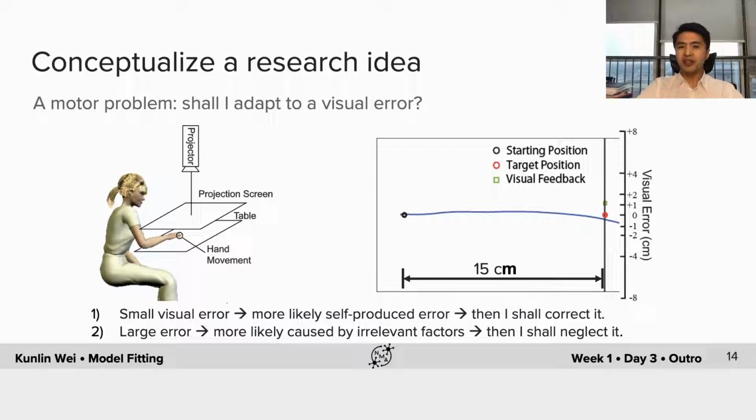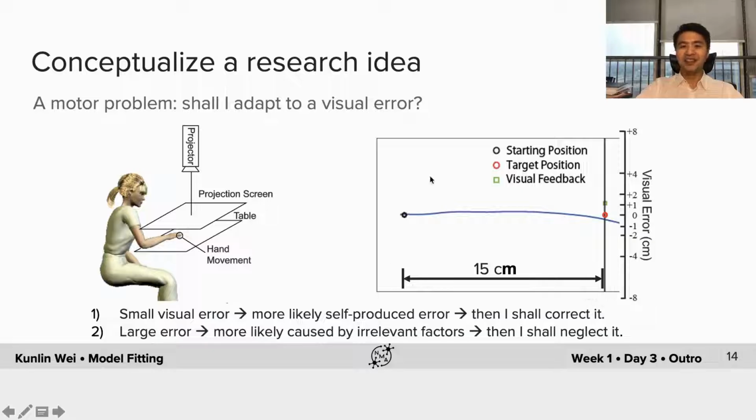So my prediction based on causal inference will be very simple. If the visual error is small, then it's more likely it's caused by yourself. Then you should adapt to it. If the error is too large, it's more likely it's caused by irrelevant factors, just like the wind blowing the basketball away. Then you should neglect the visual error.